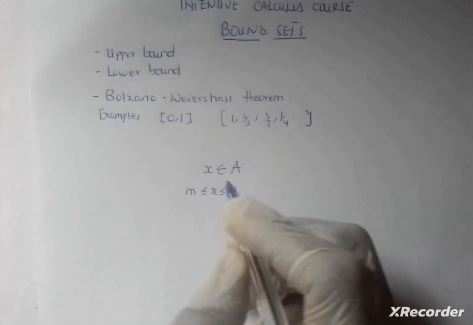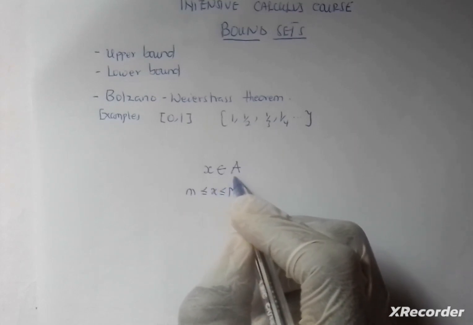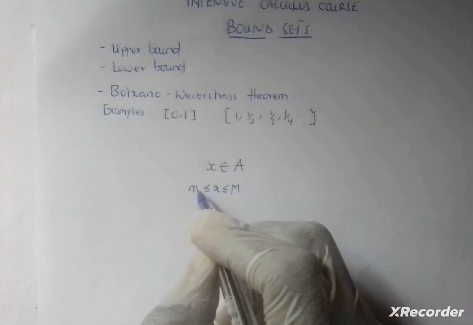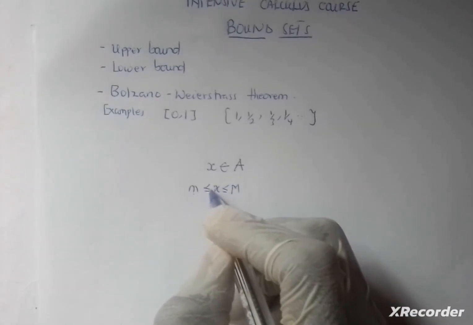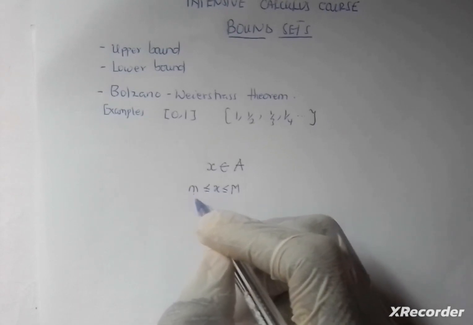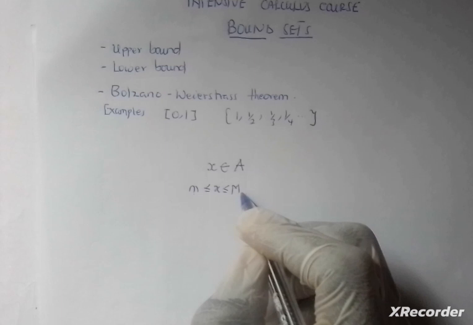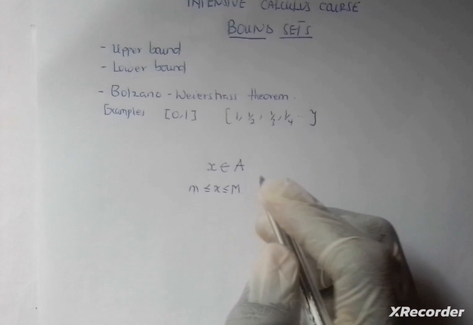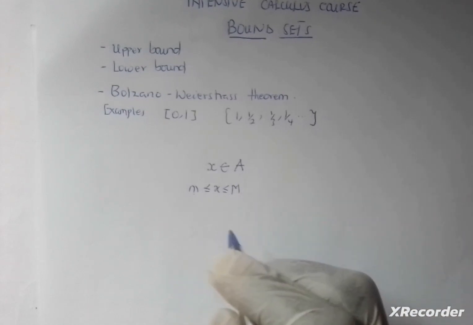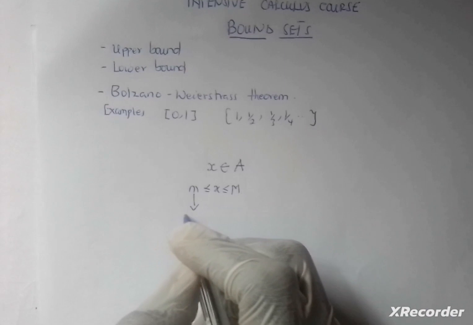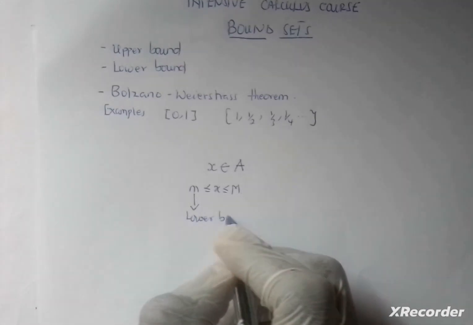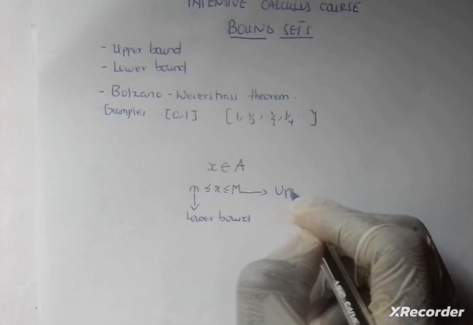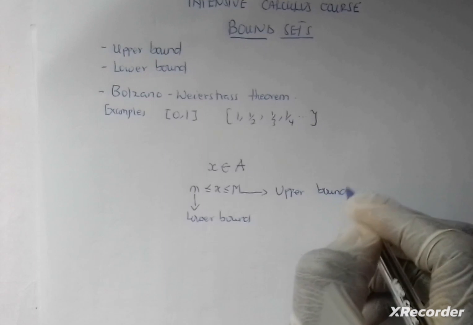I come again. X is a member of a set A, and if this set has a particular number m so that m is less than or equal to X on the left side, and also has a particular capital M so that it is greater than or equal to X, then we say that this set A is bounded. Then this m I have here is what we call the lower bound. Then this number here is what we call the upper bound of the set.